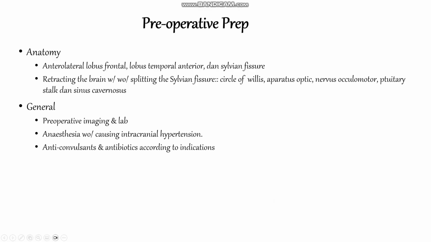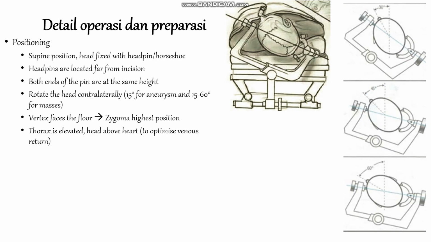So the preoperative prep is also standard, but we have to first know the anatomy of the frontal, temporal, and the sylvian fissures, and also by retracting the brain with or without splitting the sylvian fissure, the circle of Willis, the optic apparatus, the third nerve, and the pituitary or hypophysis. And these are the details for the operation.